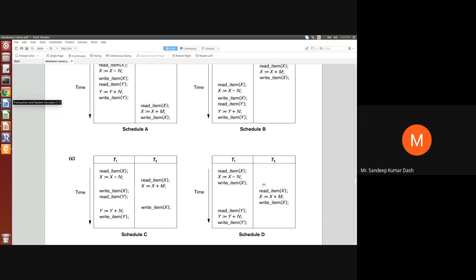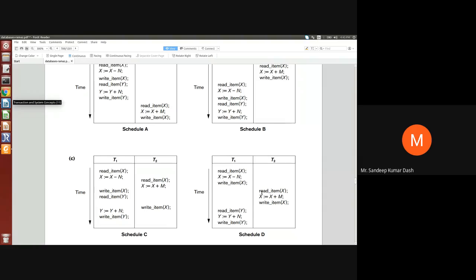That means this schedule is serializable. Serializable means if I arrange this in serial manner, I will get the proper result. Even if this is giving me the proper result, that's fine. It means the result of this is equivalent to a serial schedule. That is why it is called a serializable schedule. So you have to write such schedules which are serializable. Okay.